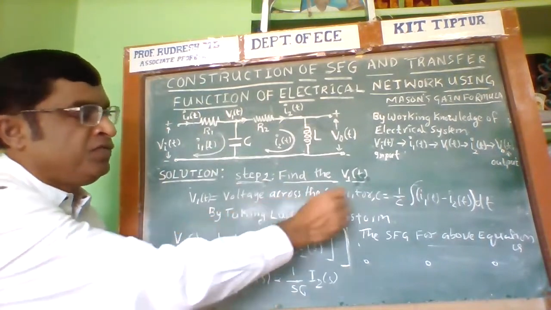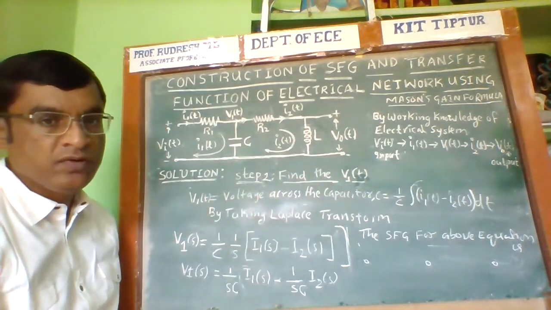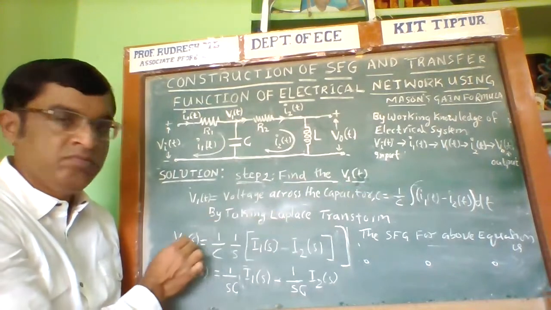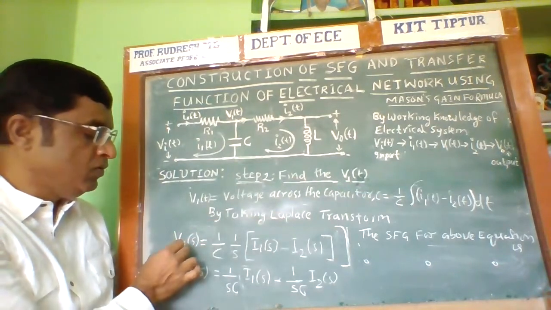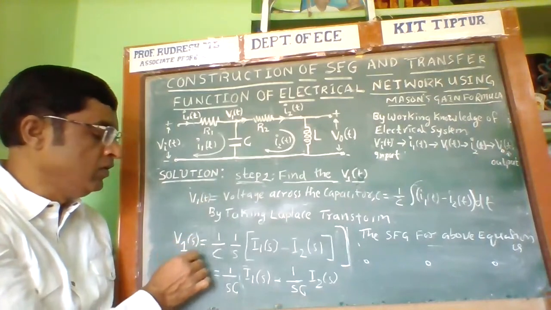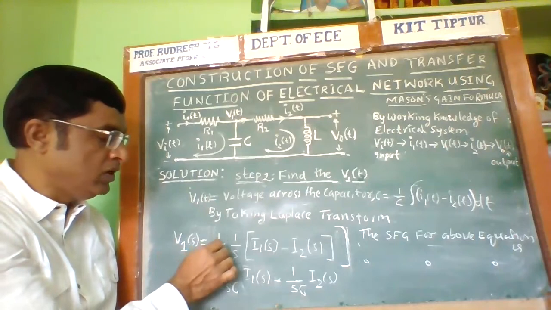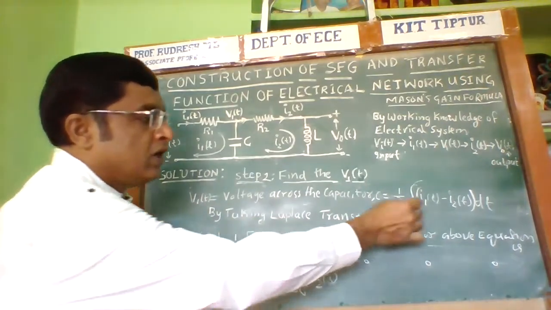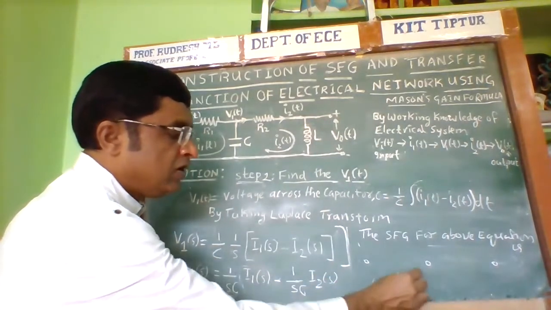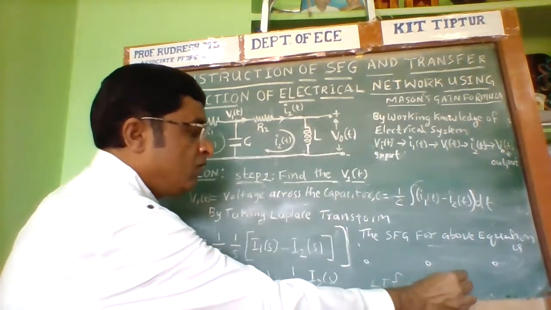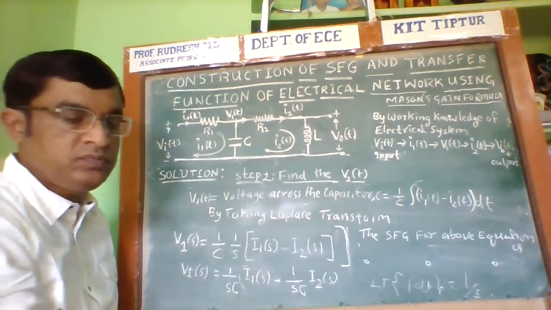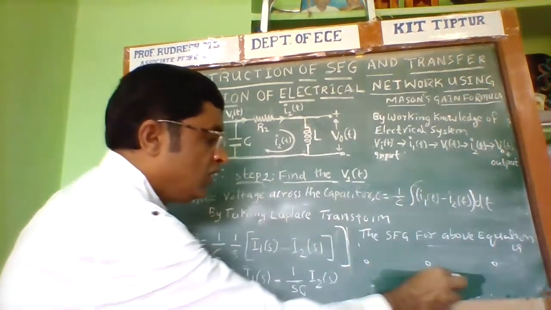Therefore, for this equation, take the Laplace transform. After writing the differential equation, take the Laplace transform. By taking the Laplace transform, V1 of t becomes V1 of S. V1 of S is equal to 1 over C into the integral of dt. What is the Laplace transform of the integral dt? It is equal to 1 by S.